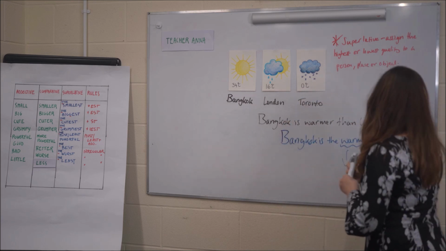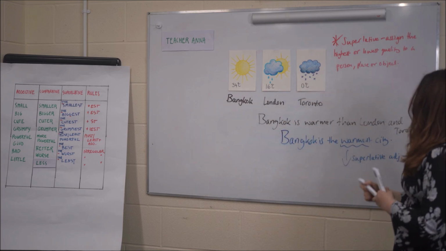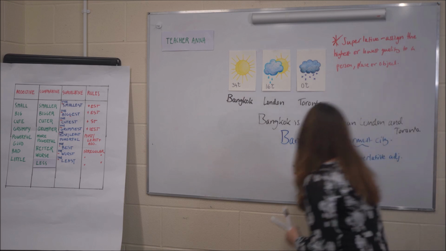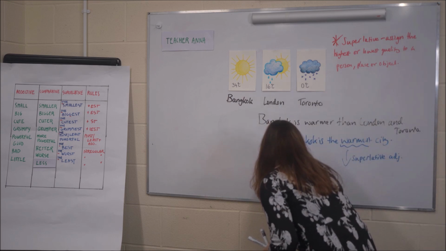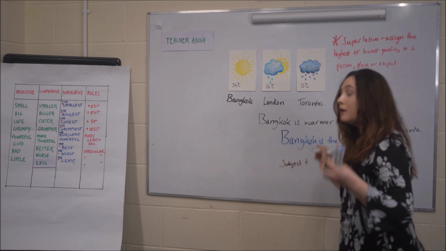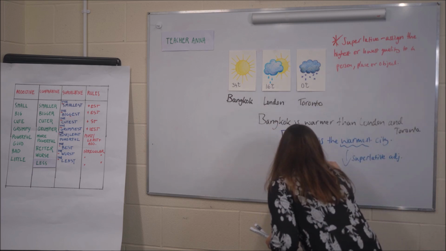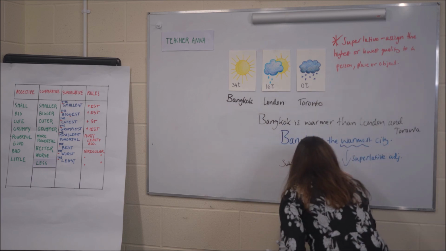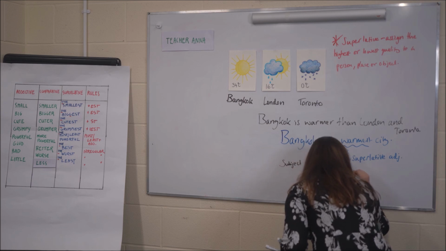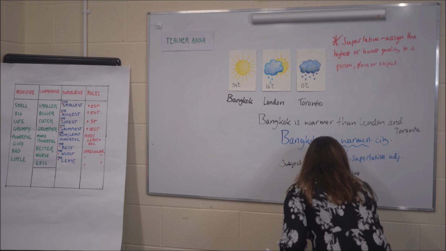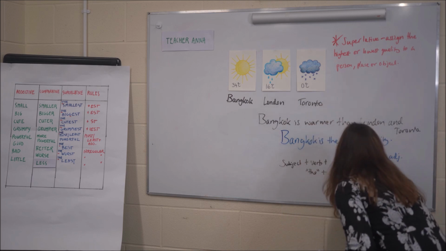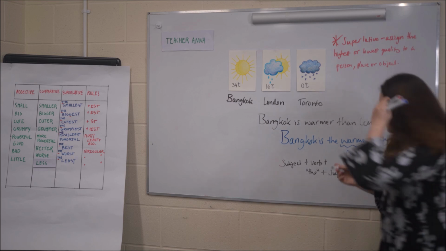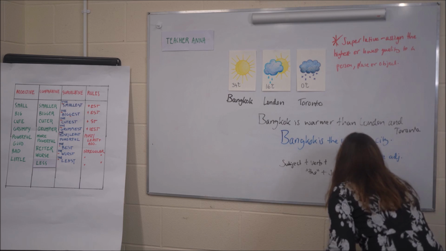Now, coming back to this sentence, let's go over the structure. So, Bangkok comes first. What is Bangkok? Yes, it is the subject. Subject plus verb plus the plus superlative adjective plus what is city? It's the, does anybody know? Well done, yes, it's the object.